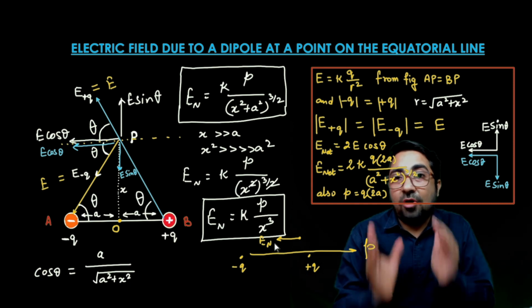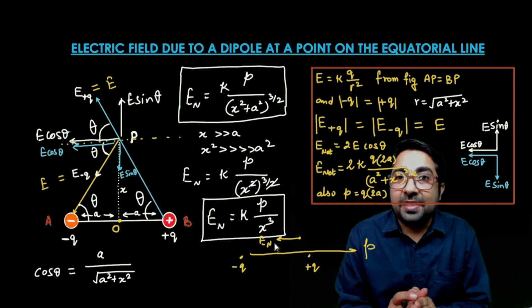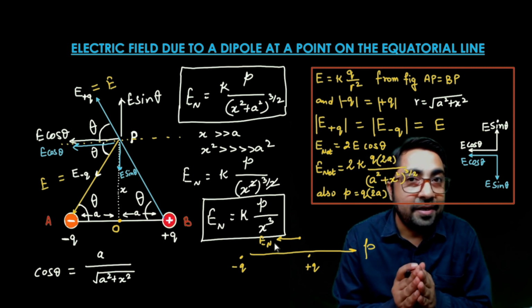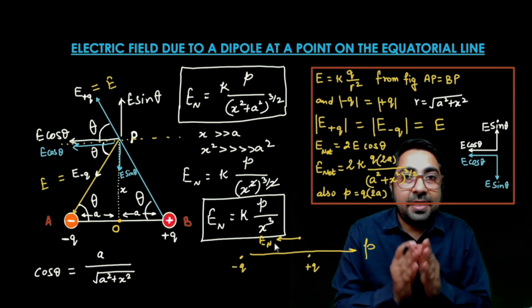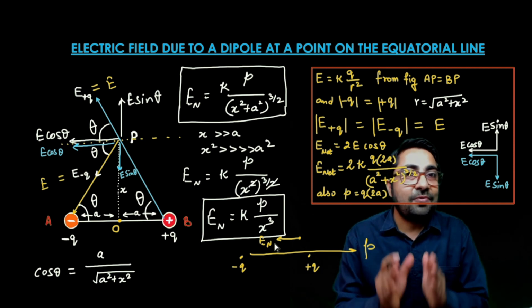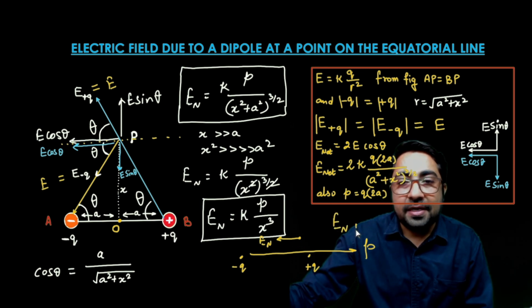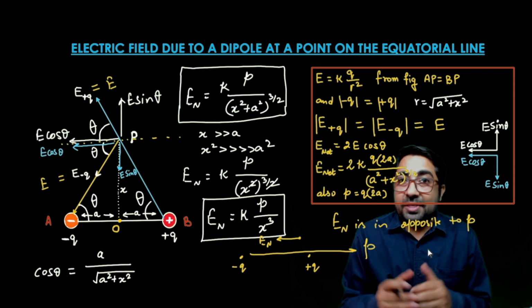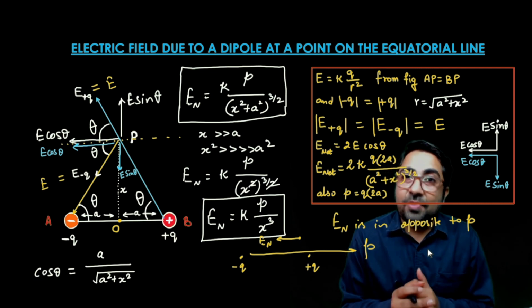So if I talk about the direction, what is the relationship between them? The total electric field is in the opposite direction to the electrical dipole moment. Or we can say that the electrical dipole moment and the net electric field make 180 degrees to each other. So E net is in the opposite direction to the electrical dipole moment. So that's all about the electric field intensity due to an electrical dipole at the equatorial point.